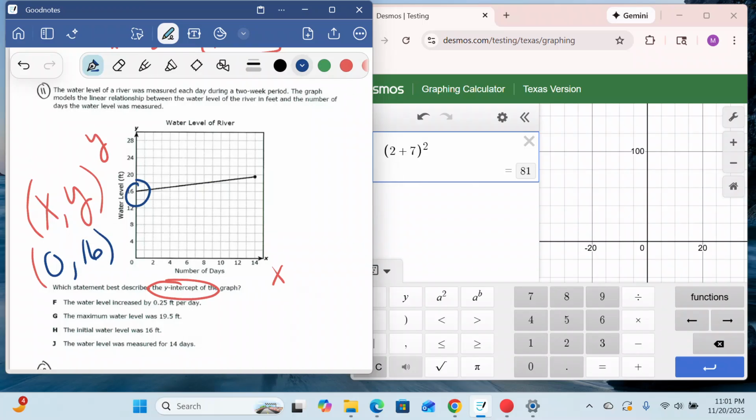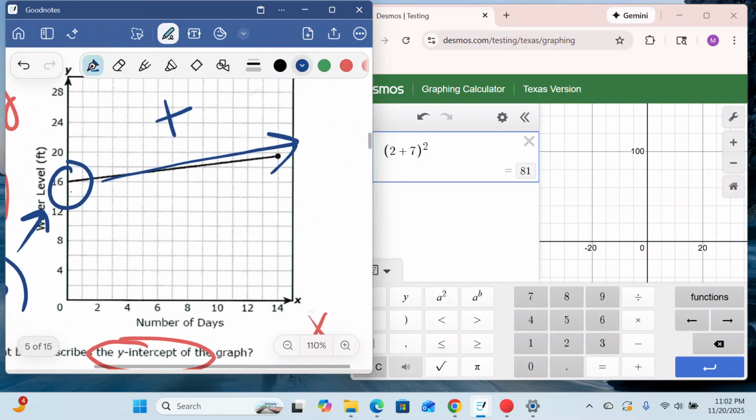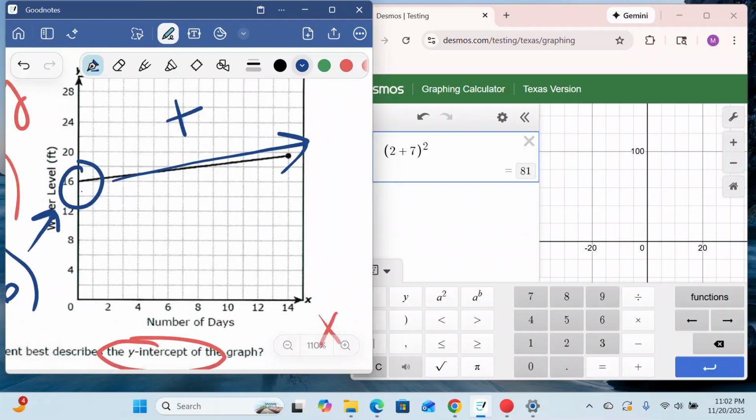So let's read each one and find out if it's correct. Which statement best describes a y-intercept, which is this one, (0, 16). So at 0 number of days, my water level is at 16. And the water level of the river increases, so it means it's a positive rate of change. And do remember, the rate of change is a slope. Slope is rate of change, but they're asking specifically about the y-intercept, which is what I circled in blue. So again, it's a positive slope.